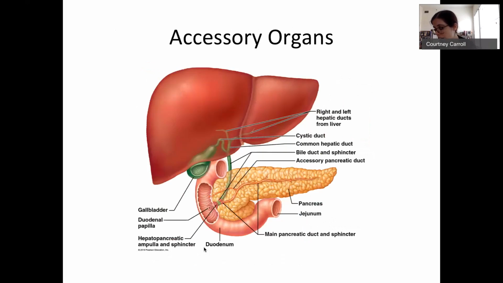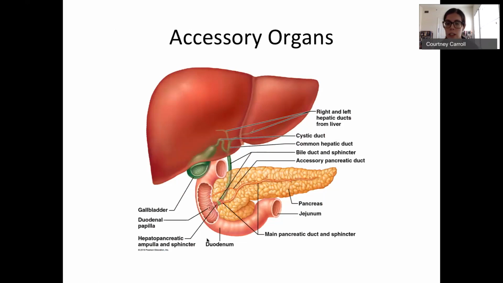Things like the pancreas, which is going to make amylase to break down more carbohydrates, as well as enzymes to break down proteins and lipids, as the pancreas shown here. We also have our liver, which will make bile to help break down fats. That bile will be stored in our gallbladder before being released into our small intestine. The small intestine itself can also make enzymes that break down proteins and carbs itself in the brush border area.